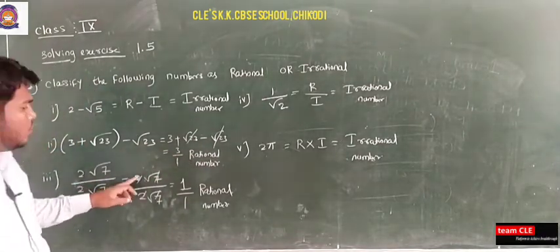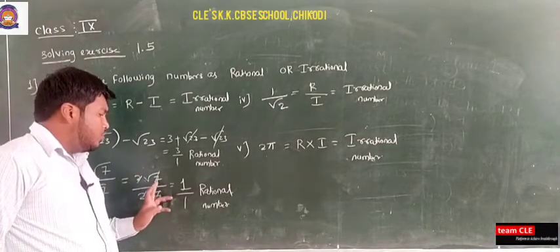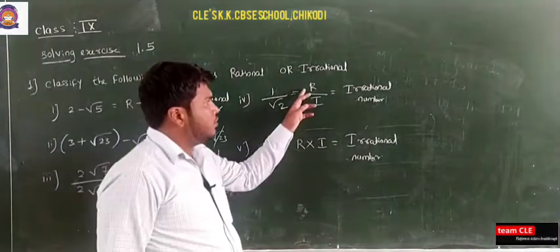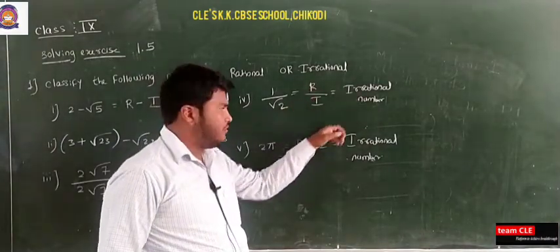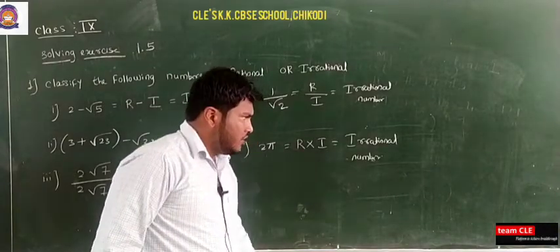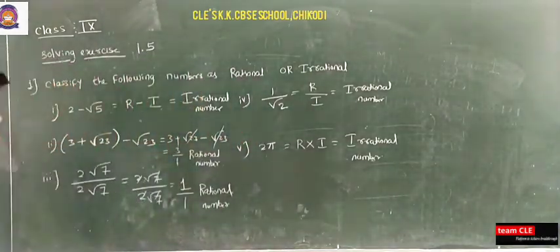Next, 2 into root 7 divided by 2 into root 7, both cancel. The remaining is only 1, which is a rational number. Next one, 1 divided by root 2, that is rational divided by irrational, is always an irrational number, and 2 into pi, rational into irrational, is always an irrational number. So just copy these examples.